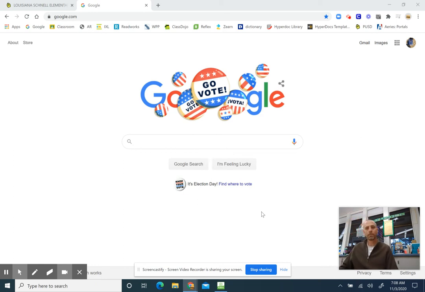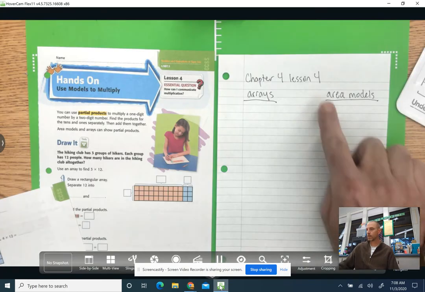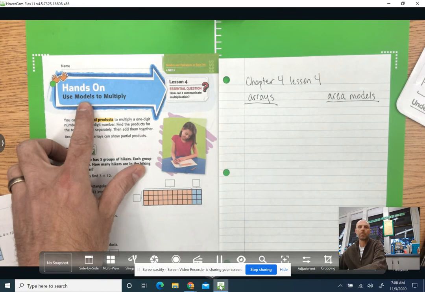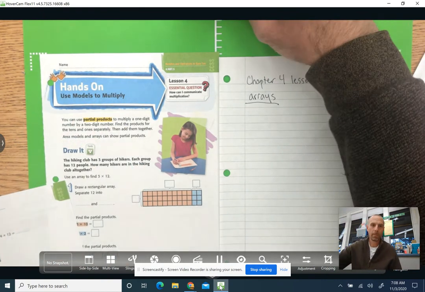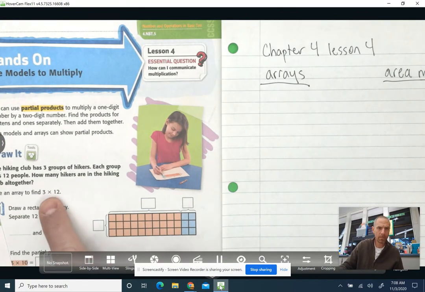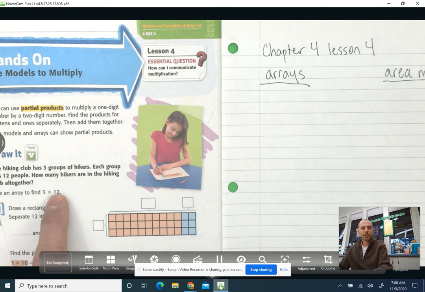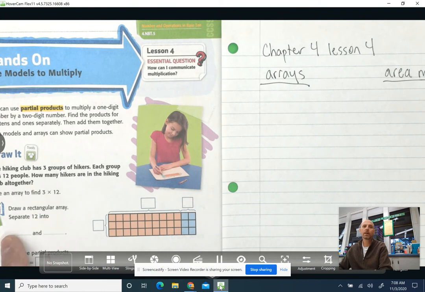So, chapter 4, lesson 4, right there. Again, this is using models to multiply, and we're going to use models to multiply one-digit numbers times two-digit numbers. Okay, and we are going to be separating our two-digit numbers into two different parts.